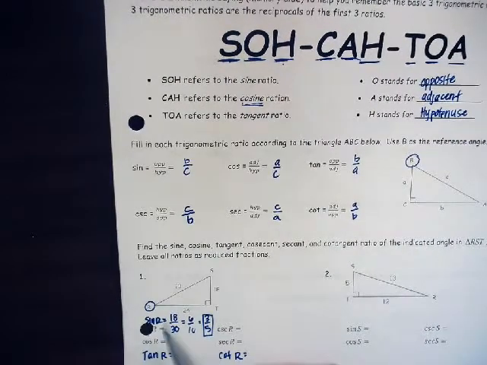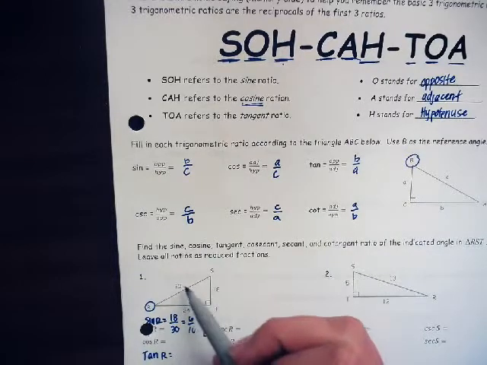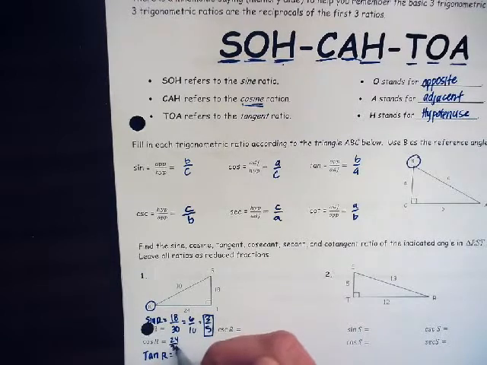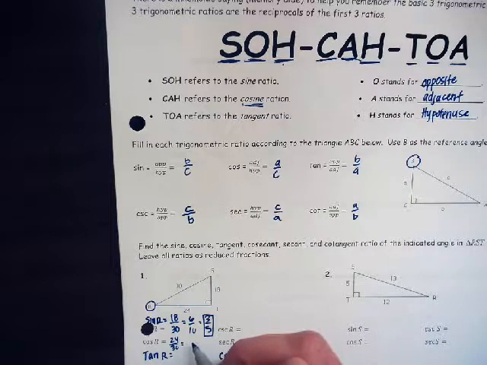Okay, the cosine of r is going to be adjacent over hypotenuse. So that's 24 over 30. And when I reduce that down, they're both divisible by 6 again, so it would be 4/5.